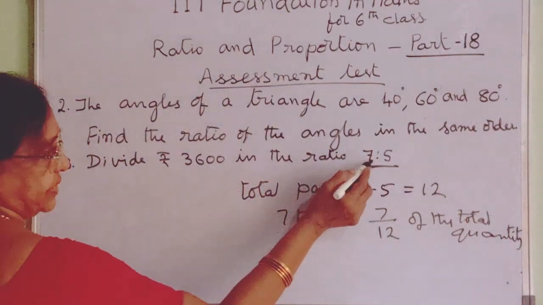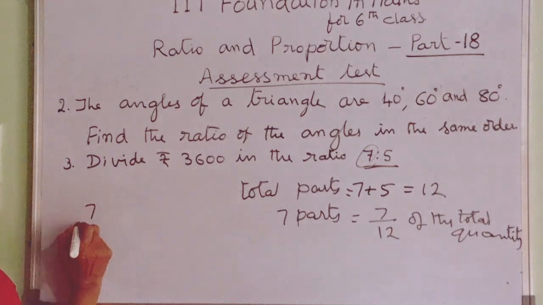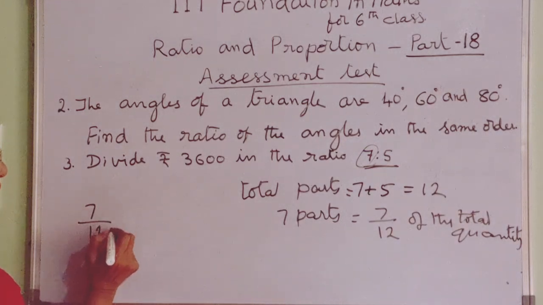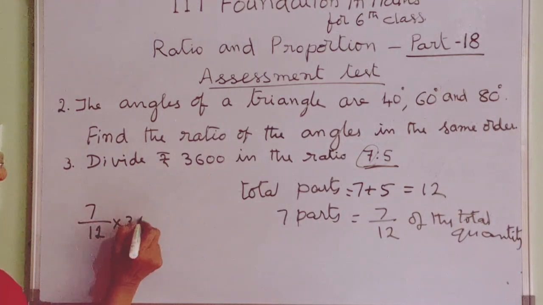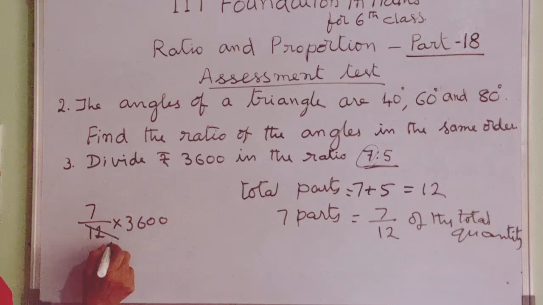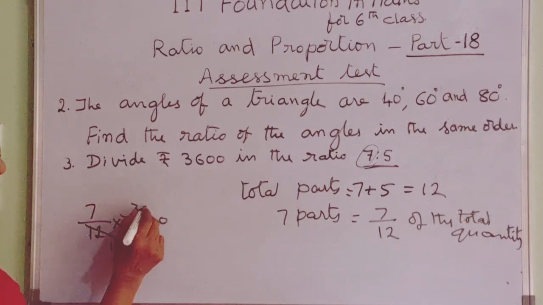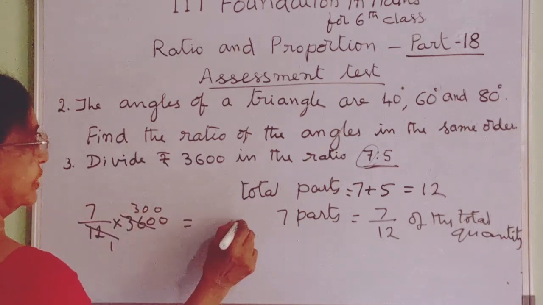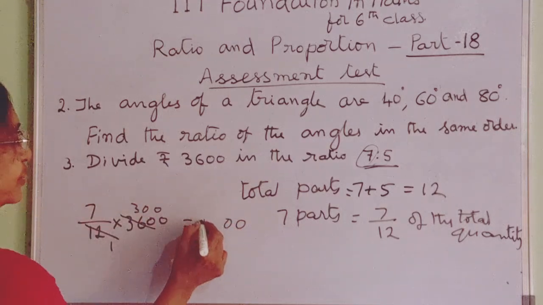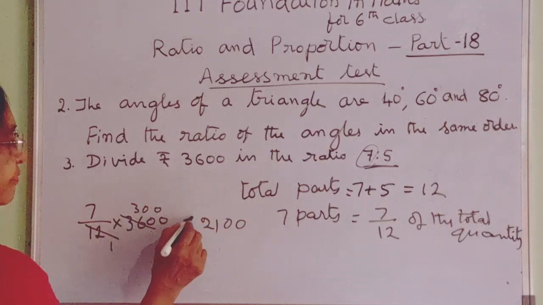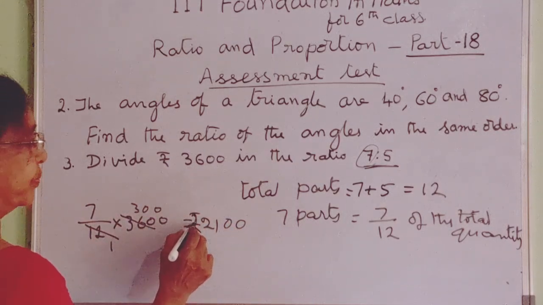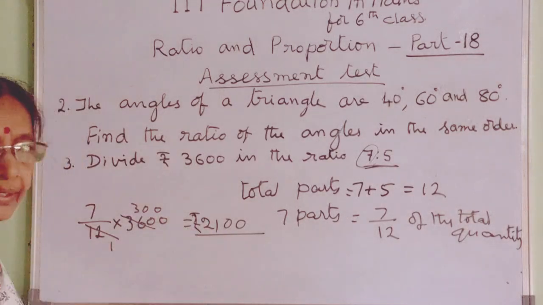That is the first part of the ratio, 7 by 12 into the total amount 3600. Therefore 12 ones are 12, 12 3s are 36, 00. So this is 00, 3 sevens are 21. So the first part of the ratio is rupees 2100.